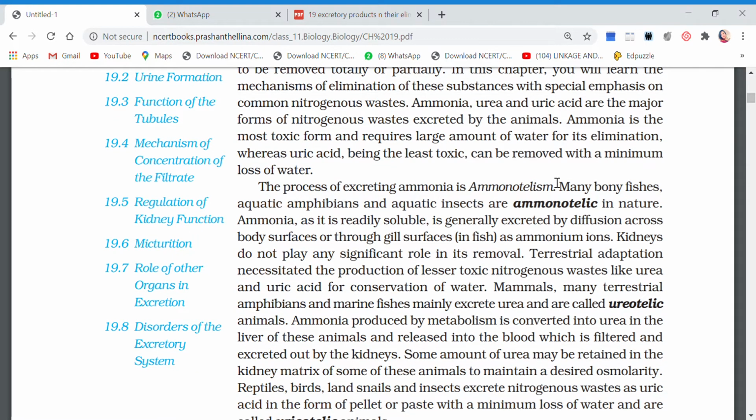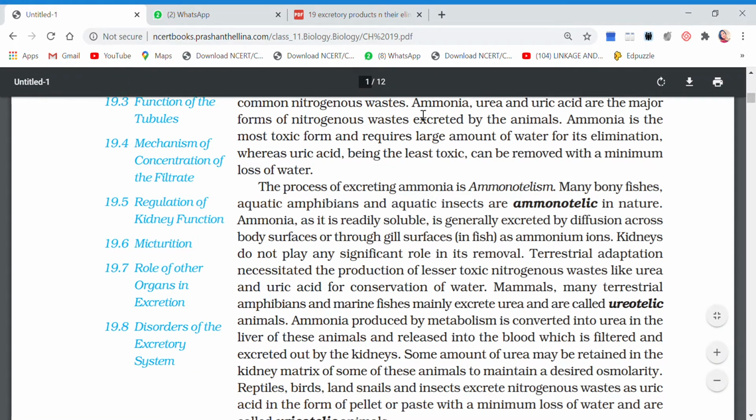Now let's see how. As I told you, children, ammonia is the most toxic one and it requires a large amount of water. So what do you think? Which animals will be excreting the waste product in the form of ammonia? Yes, of course, the animals who live in water, because they require a large amount of water and they survive in water. So the process of excreting ammonia is known as ammonotelism.